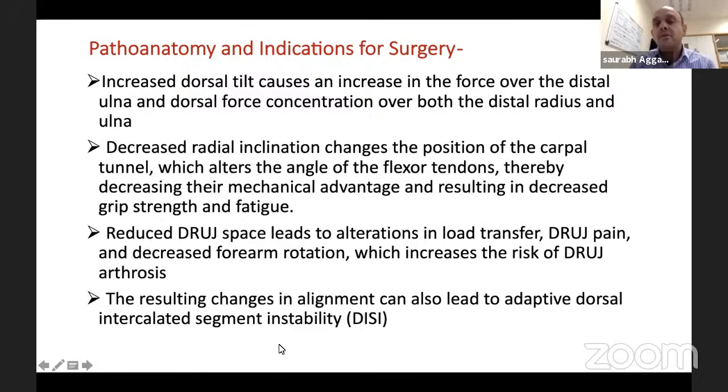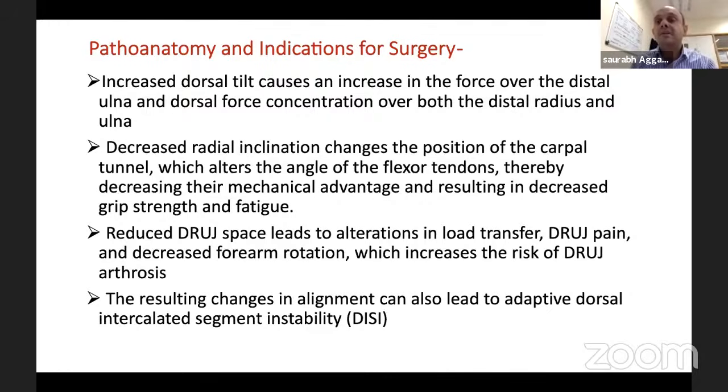Similarly, every time there's a dorsal malunion, it compensates by mid-carpal flexion, so the scaphoid flexes. If that happens, the angle between your lunate and scaphoid will increase, what we call DISI, dorsal intercalated segment instability, also known as carpal instability adaptive. The wrist is trying to adapt to a dorsal or a volar malunion.